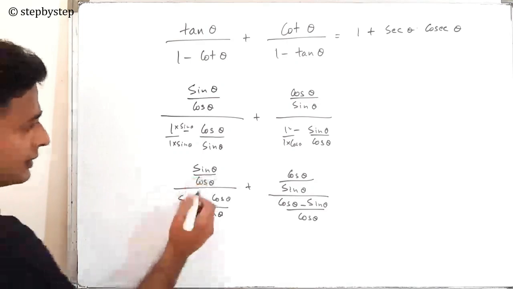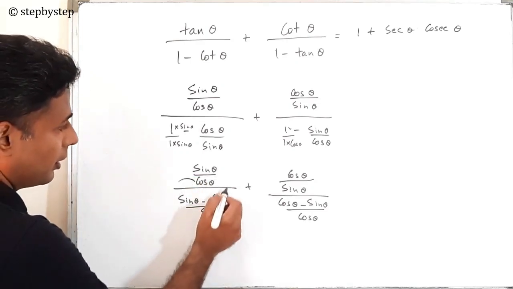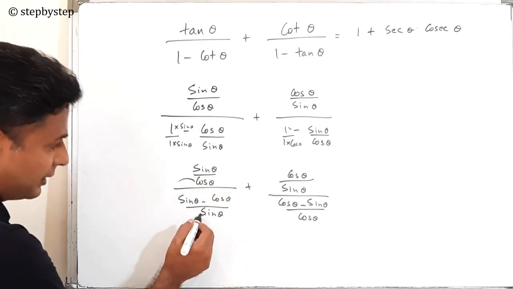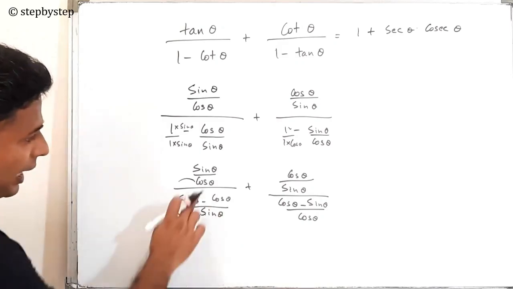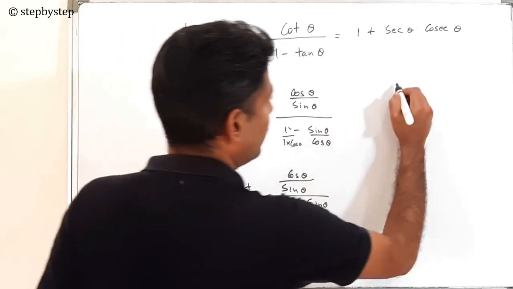Now I'll take, see, denominator will come up, and actually what I'll do is I'll take this denominator up and keep the, I'll not get this down. So what do I get?